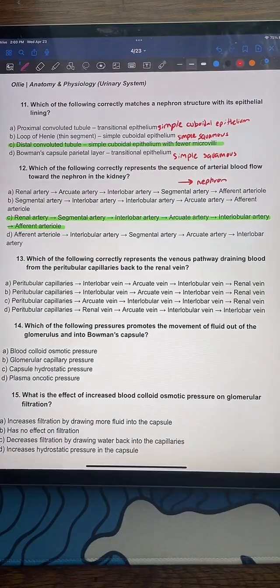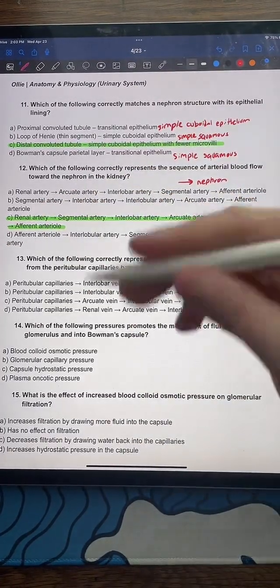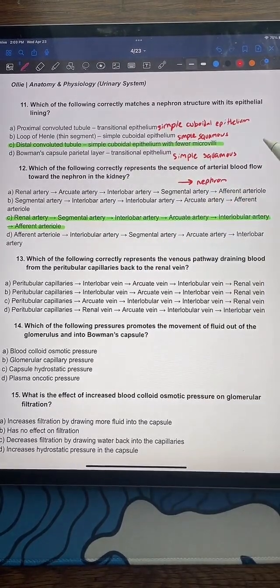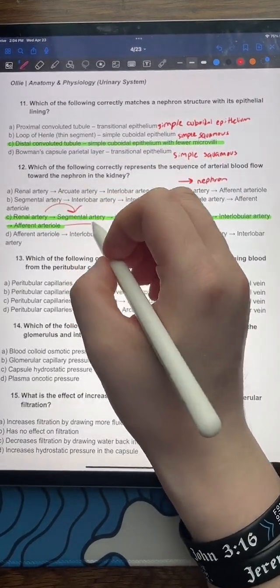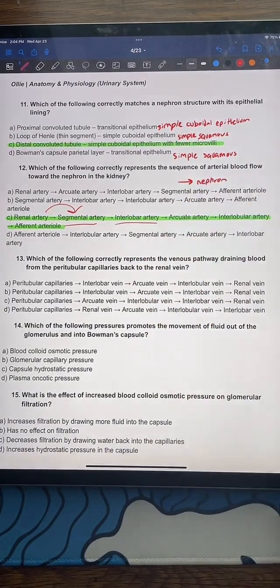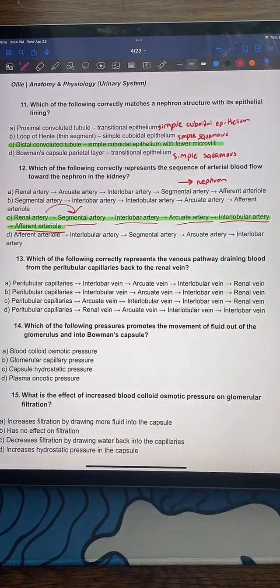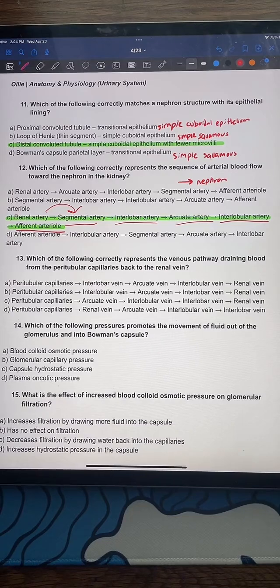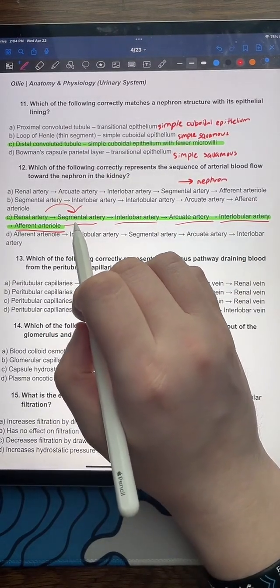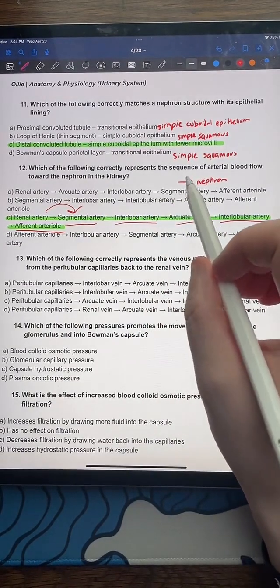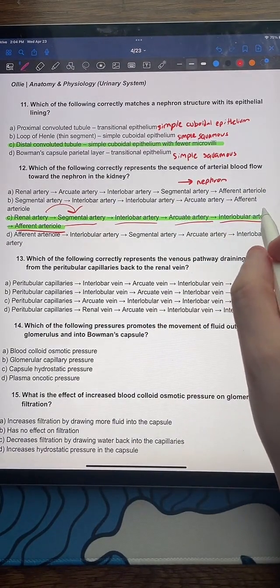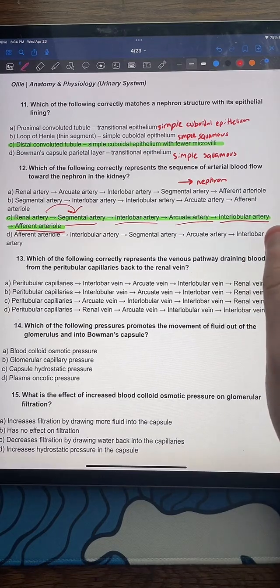I just recommend drawing this out if you can get a diagram from your class, or just draw it out, find a picture online. We go from the renal artery to the segmental artery to the interlobar artery to the arcuate artery and to the interlobular artery, into the afferent arteriole. That is the correct anatomical pathway in which blood will reach the nephron. So again, we go from the renal artery to the segmental artery, the interlobar artery, the arcuate artery, the interlobular artery, and the afferent arteriole.